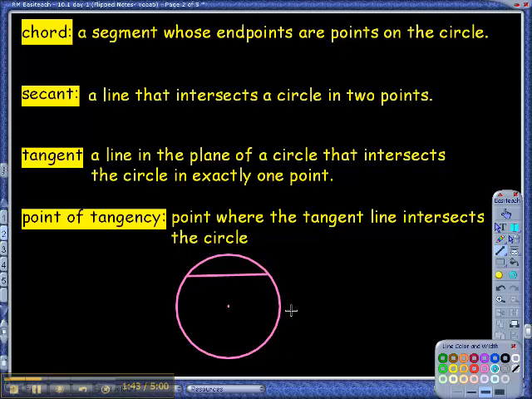A secant is a line that will intersect a circle in 2 points. But notice that I said it's a line. It's not a segment. So a secant contains a chord on it, but it's the entire line.